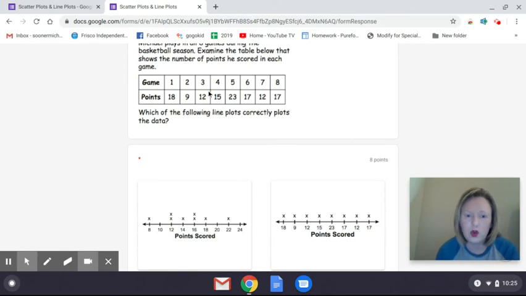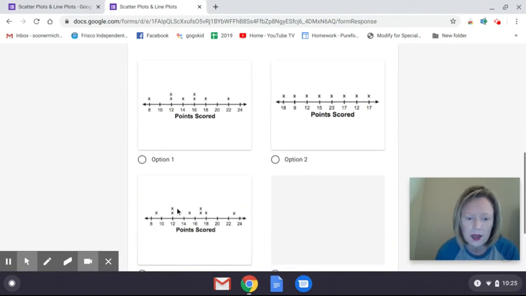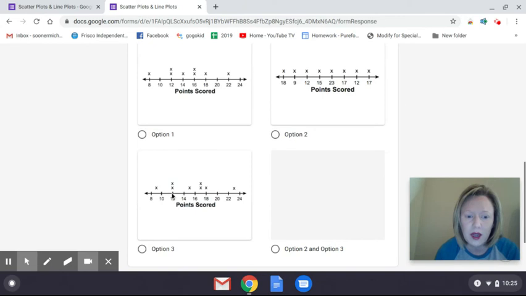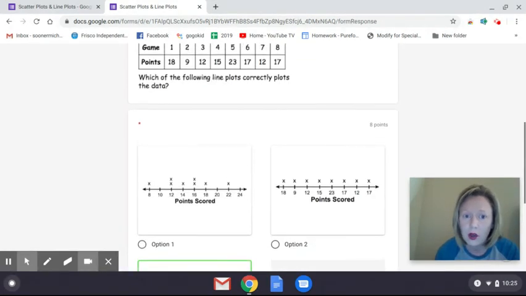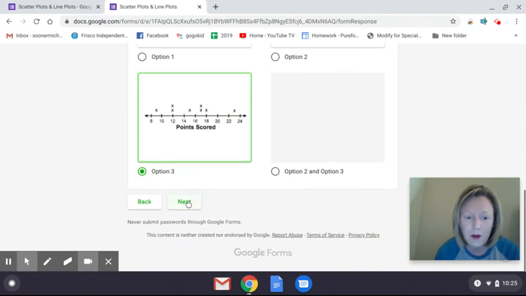For game number 3, there were 12 points scored. So this definitely has a 12 and an X above it, and a 12 with an X above it. And I'm going to go ahead and look over here, and do you see where there is another 12 points scored for game 7? So that means above 12, I need 2 X's. I already ruled out option 1 because there wasn't an X above a 9. There's not 2 X's above the 12 here, so know that option 3 is the only correct answer for this question. I could go through and double check all of the other numbers as well. Option 3 is the right one.